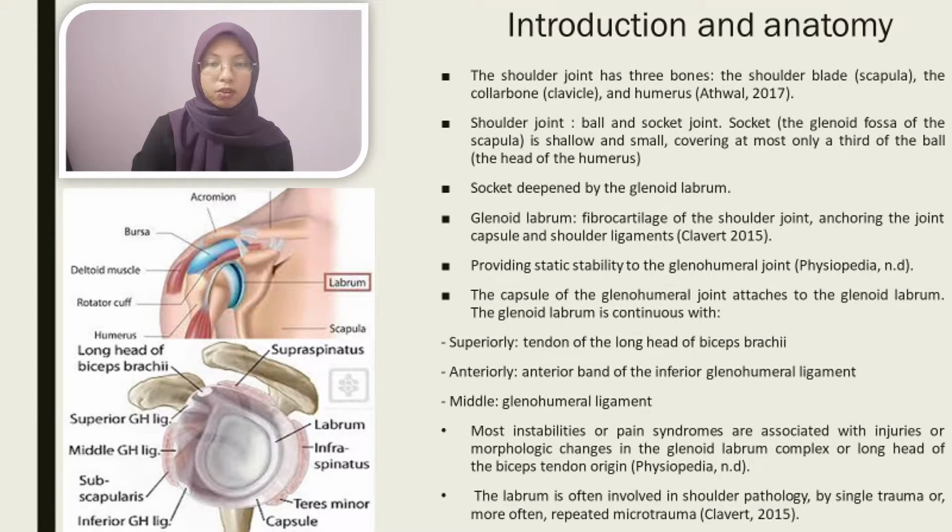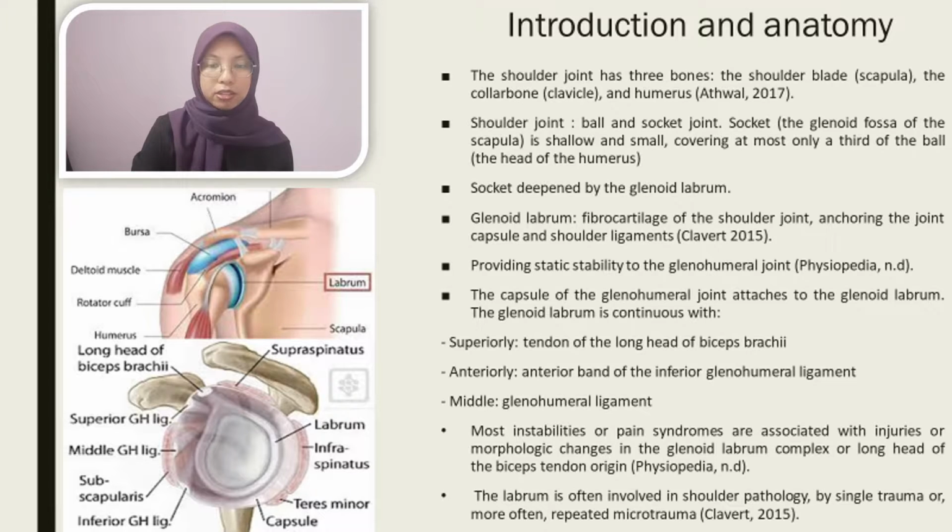The capsule of the glenohumeral joint is attached to the glenoid labrum. The glenoid labrum is continuous with the tendon of the long head of biceps superiorly and attached to the anterior band of the inferior glenohumeral ligament anteriorly, and also attached to the glenohumeral ligament in the middle part.